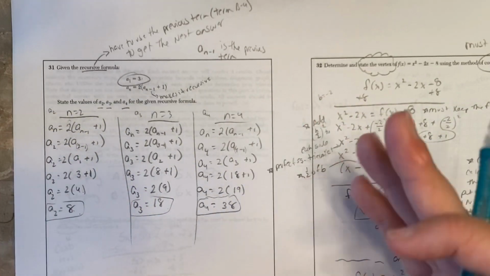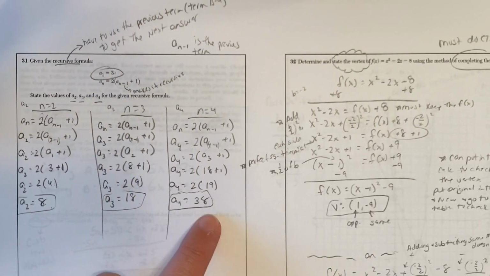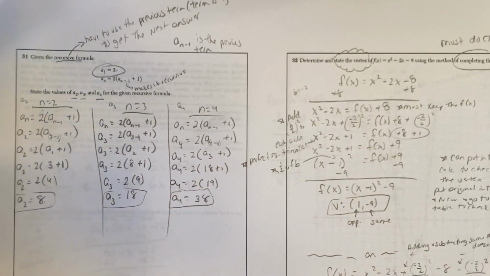It just may be a little tricky, maybe with the PEMDAS or something, or reparations, but hopefully you guys did okay on that. So 8, 18, and 38. And don't forget the 2s, the 3s, and the 4s to differentiate.